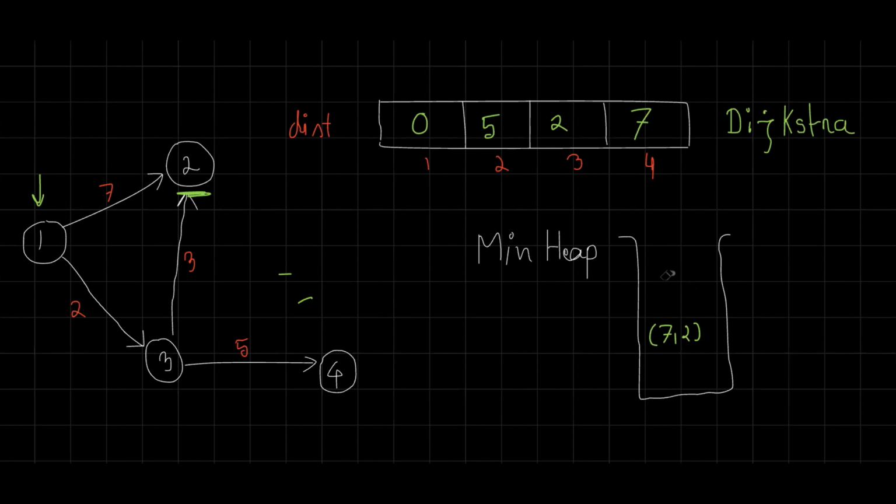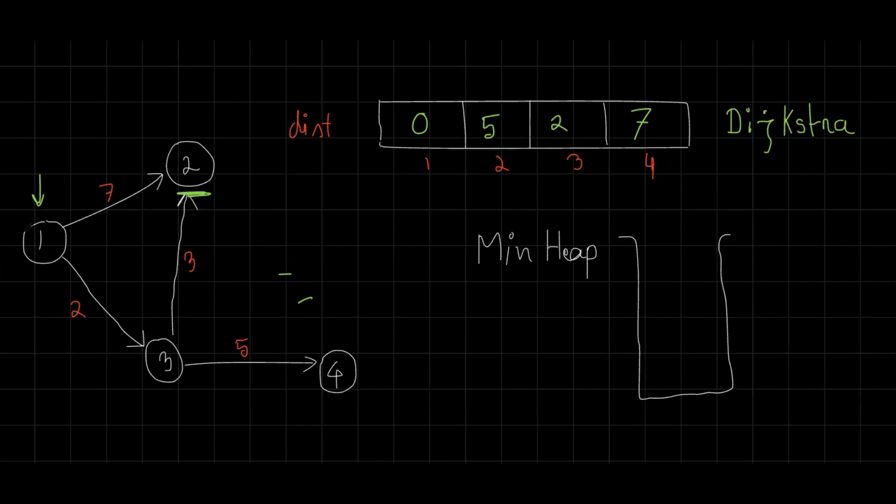Now, what is the top element of the heap? It is again 7 and 2. So here the top element is 2 again. So again we will remove it. Now our heap becomes empty and our distance array has 0, 5, 2, 7.